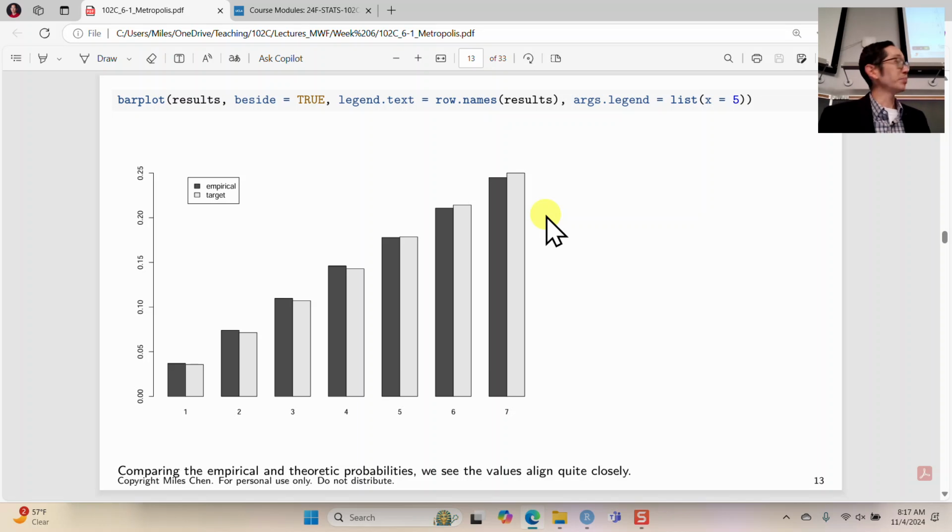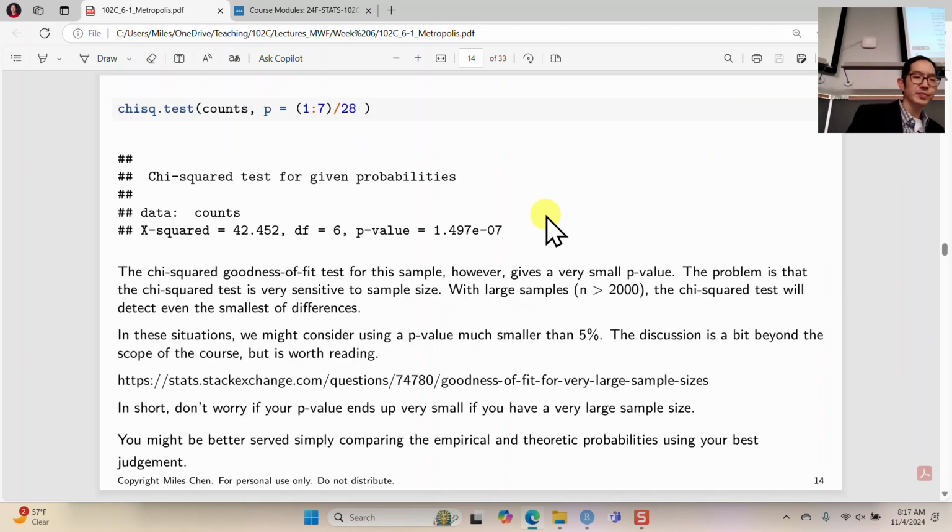But again, when you have such a giant sample, trying to run something like the chi-square test for a giant sample just doesn't work very well. I think maybe in one of your homework problems, I have you do a giant sample, and it's a little bit tough to judge. But that's what we have.